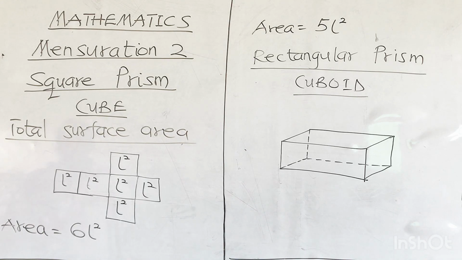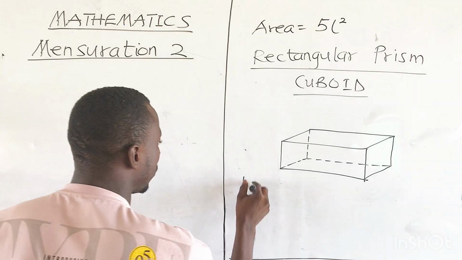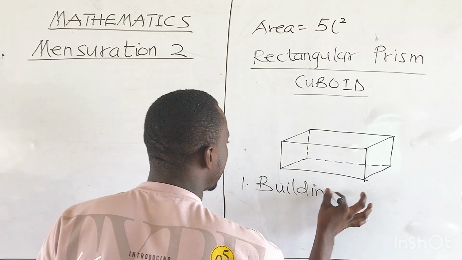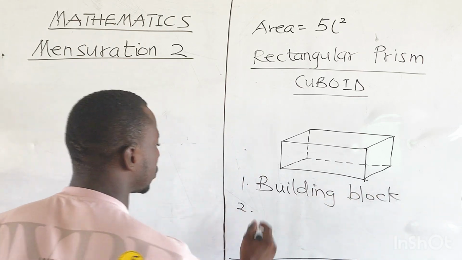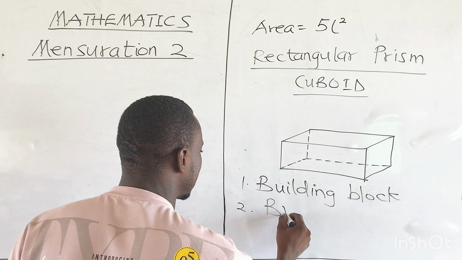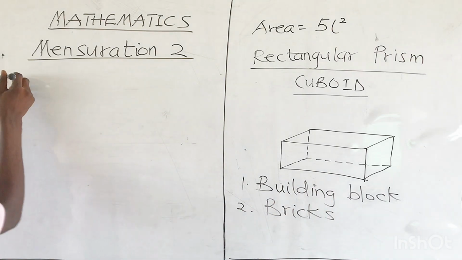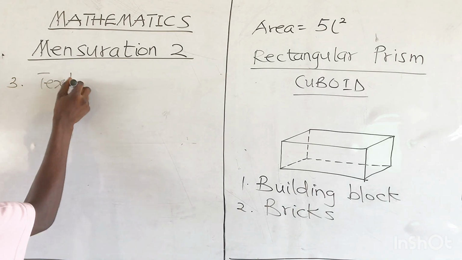Now with the cuboid, we will give some examples of cuboids. So the first example I'll give is a building block. We can also talk about bricks. We can also talk about textbooks.